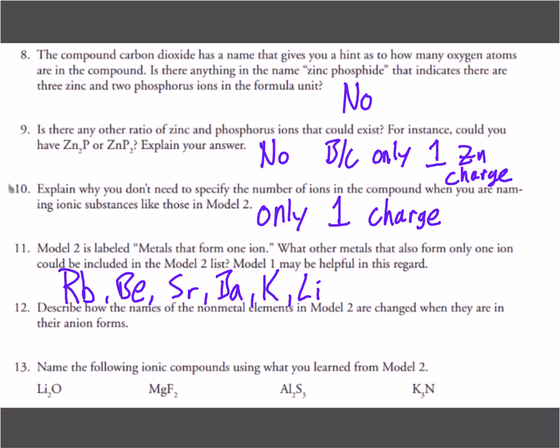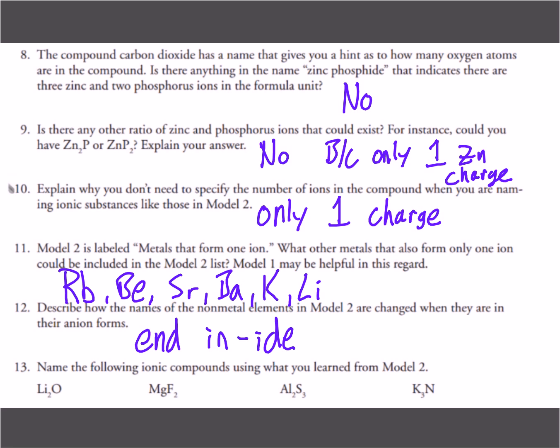Describe how the names of nonmetal elements in Model 2 are changed when they're in the ion or anion form. What changes to their names, guys? When you look at that Model 2, that's the second piece. The nonmetals are the second one listed in the name. What changes are made to their names? Ide, guys, that end in ide. That's the change. Ends in IDE.